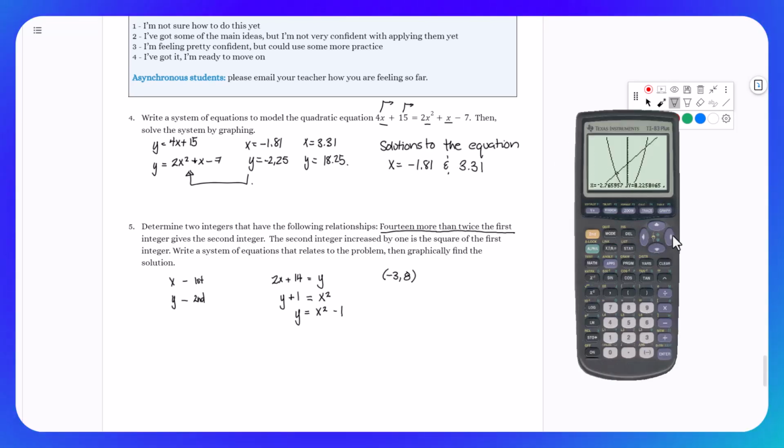The next solution, well, let's go over and do it again. Second, trace, 5 for intersect, and go over here. Scroll it all the way close. Hit enter, enter, and do it again. And now that one is 5 and 24.